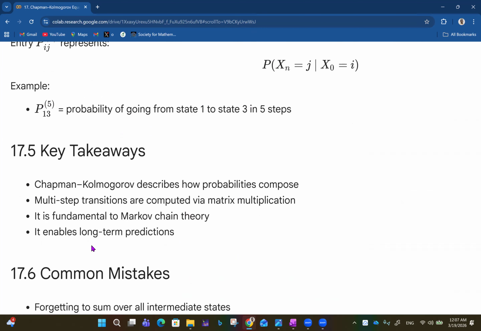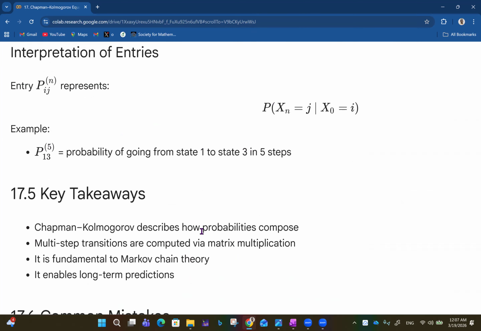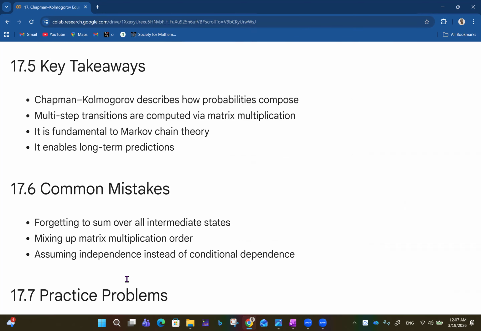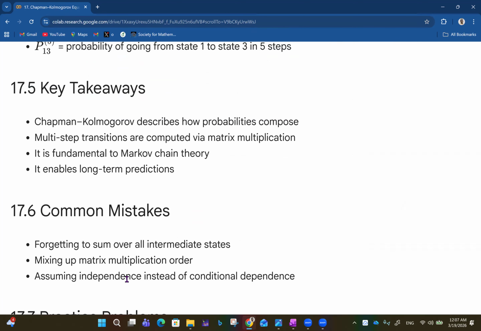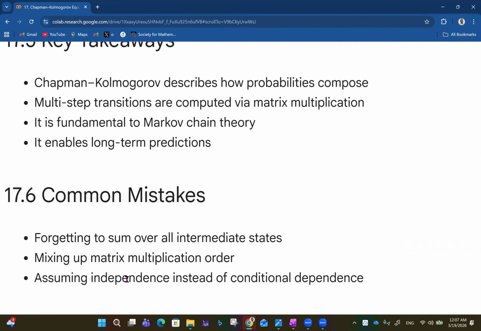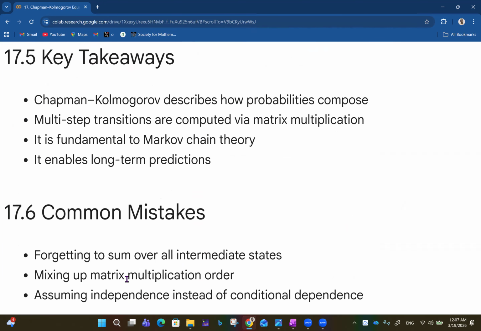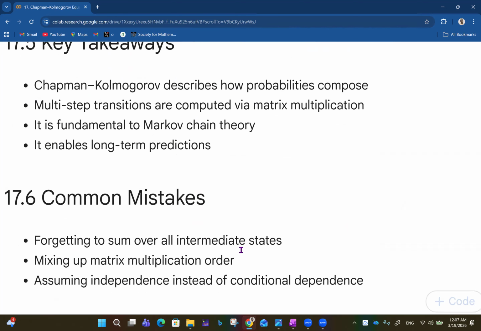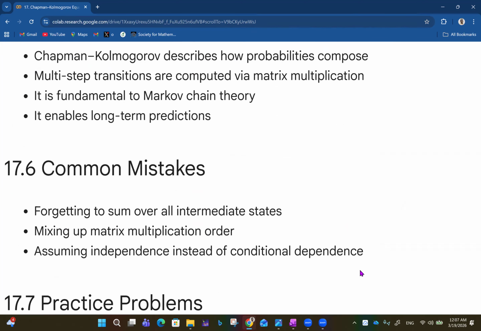So the key takeaways from here is that the Chapman-Kolmogorov describes how probabilities compose, and multi-step transitions are computed via matrix multiplication. It is fundamental to Markov chain theory, and it enables long-term predictions. So some common mistakes with the Chapman-Kolmogorov equations: forgetting to sum over all intermediate states, because it's like you're breaking a journey, so you have to add up every intermediate state. Then mixing up matrix multiplication order, that can be a problem. Then assuming independence instead of conditional dependence.